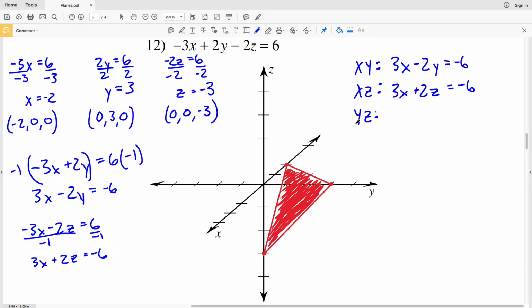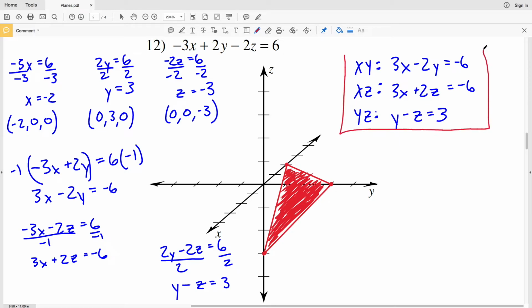And then lastly, for yz, that's when x is 0, so 2y minus 2z equal 6. However, each of those has a common factor of 2. So if I divide the left-hand side by 2 and the right-hand side by 2, I'll get 1y, or y, minus 1z, or z, equal to 6 divided by 2, which is 3. Again, because 2 divided by 2 is equal to 1, I have y minus z equals 3 for that yz trace. And that is my solution in number 12.